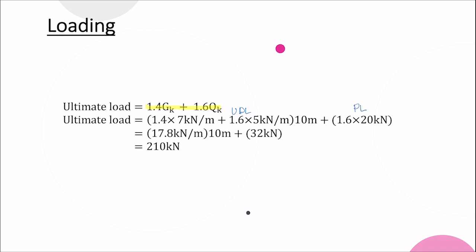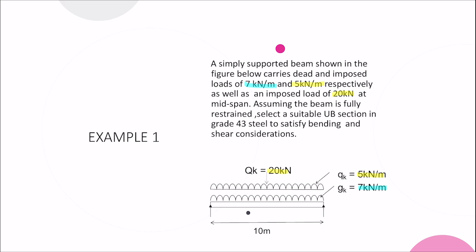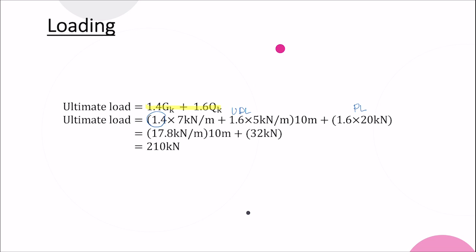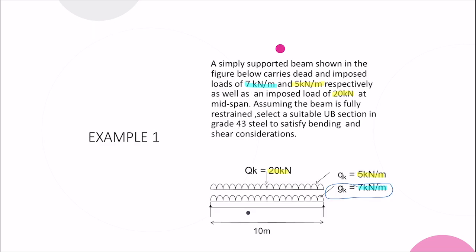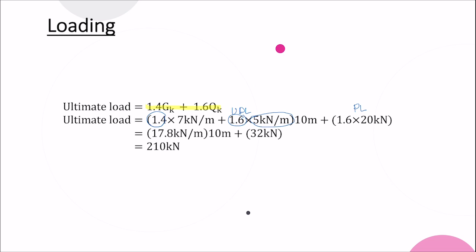You have one dead load and one imposed load for UDL, therefore 1.4 here referring to the UDL, which is dead load. Okay, so 7 kilonewton per meter, that is the value. This one, that load, GK. And another one is 5 kilonewton per meter. This is UDL also, uniformly distributed load, and it is imposed load. This one. Right, so we're going to times with 10 meter because this is UDL.